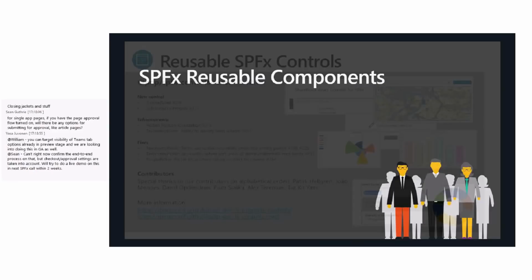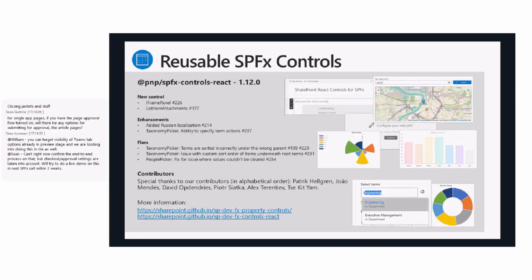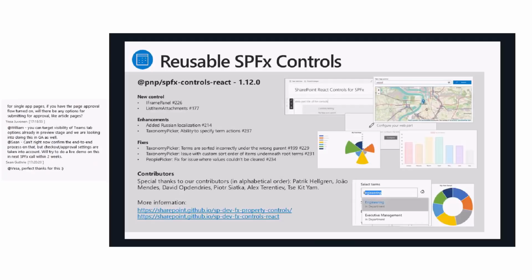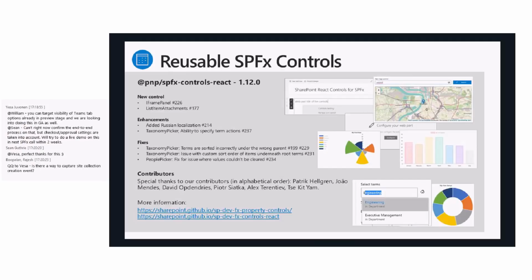Moving on to updates for the reusable components, we have now released 1.12 of the React controls, which are the content controls. It has some new controls in there, an iframe panel and a list item attachments control, and the corresponding issues those came out of. There are also some enhancements for Russian localization, a taxonomy picker so you can specify term actions, and some bug fixes, so you can track the issues down there with those numbers, but some great fixes as well in this release.